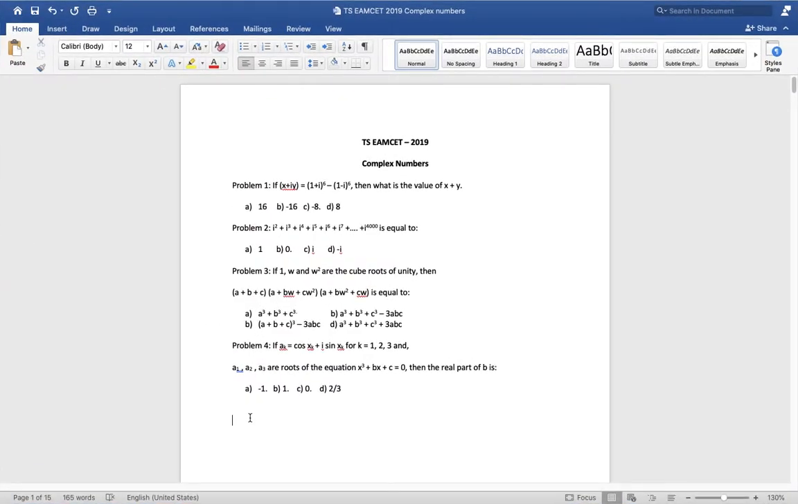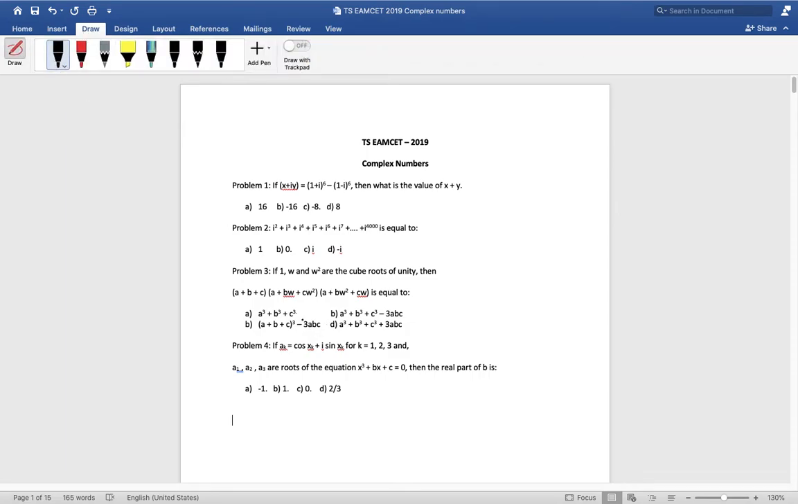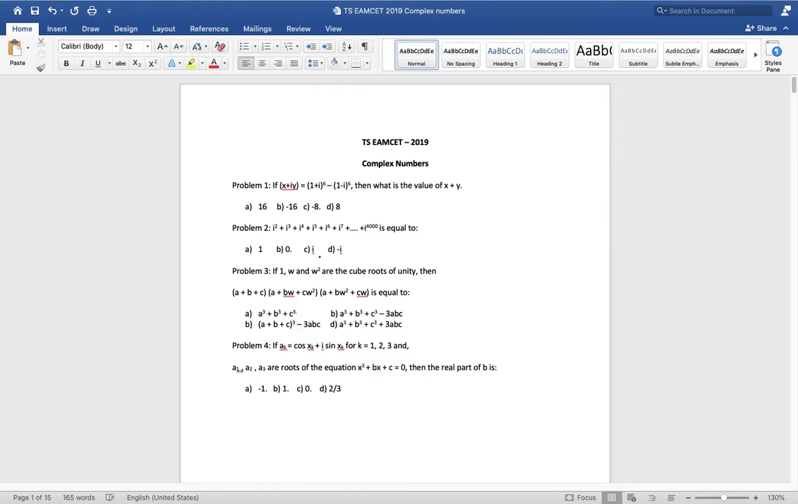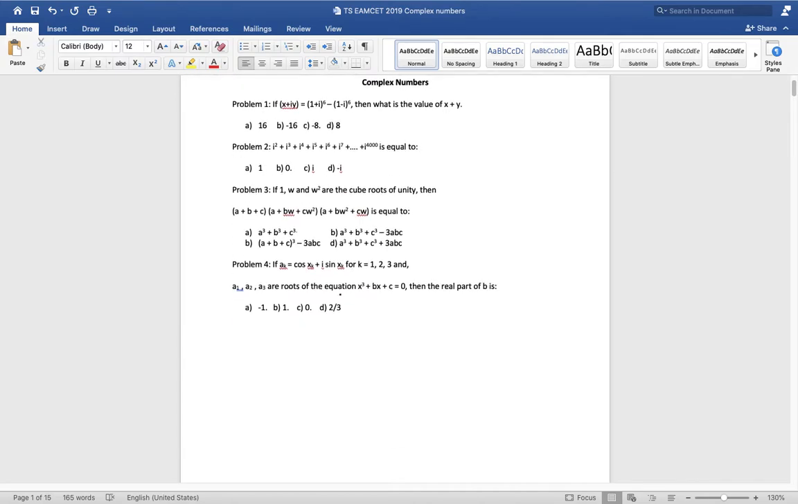Hello. So I had a request to explain these complex number problems of TSEAMCET from Rahul from Telangana. So why don't we take a look at these problems?